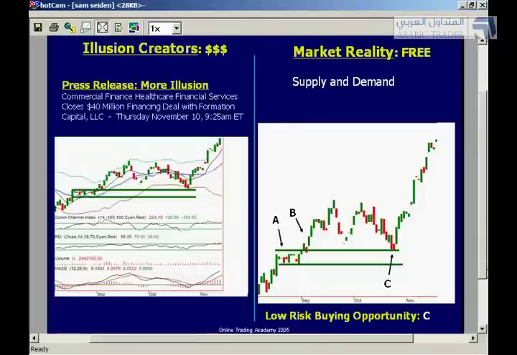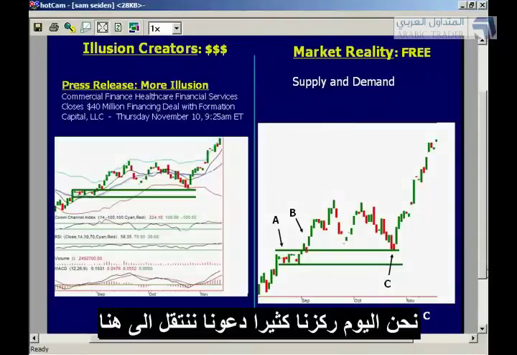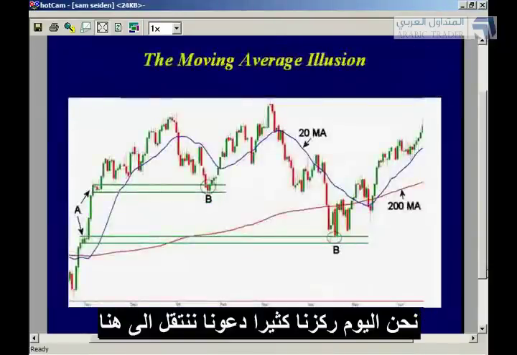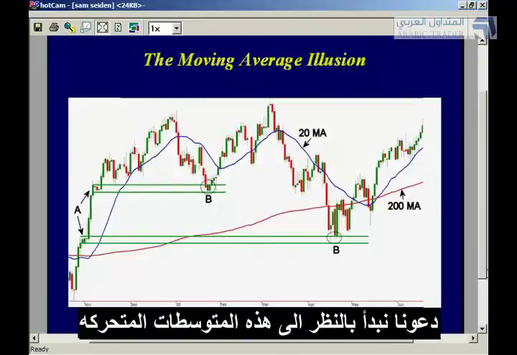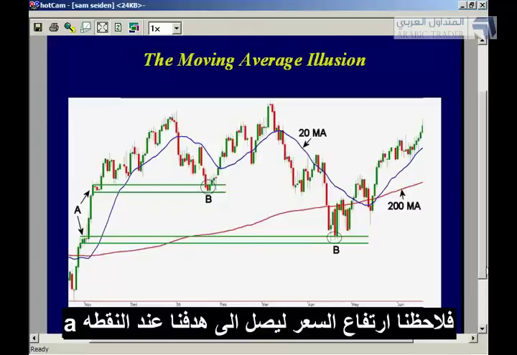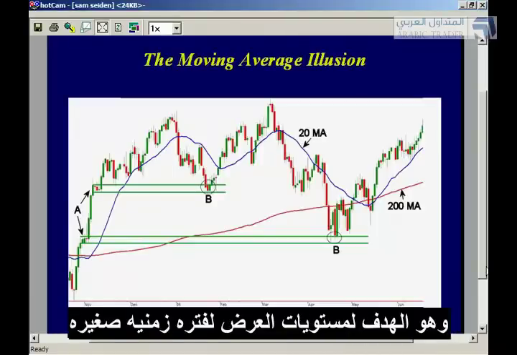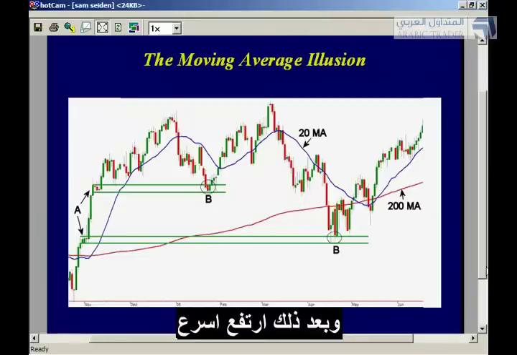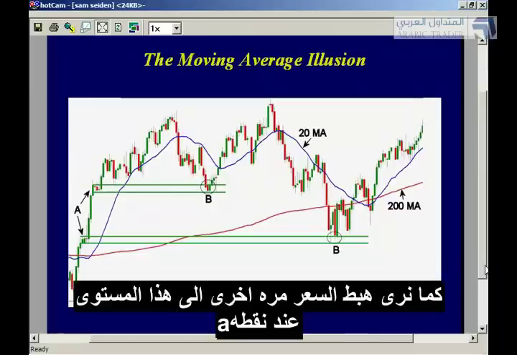Now, today's focus. Let's jump right ahead here, and let's quickly look at these moving averages. Notice price levels A represent objective demand levels. Price stability for a short period of time at A, and then a strong move higher each time. All right, notice that lower one.